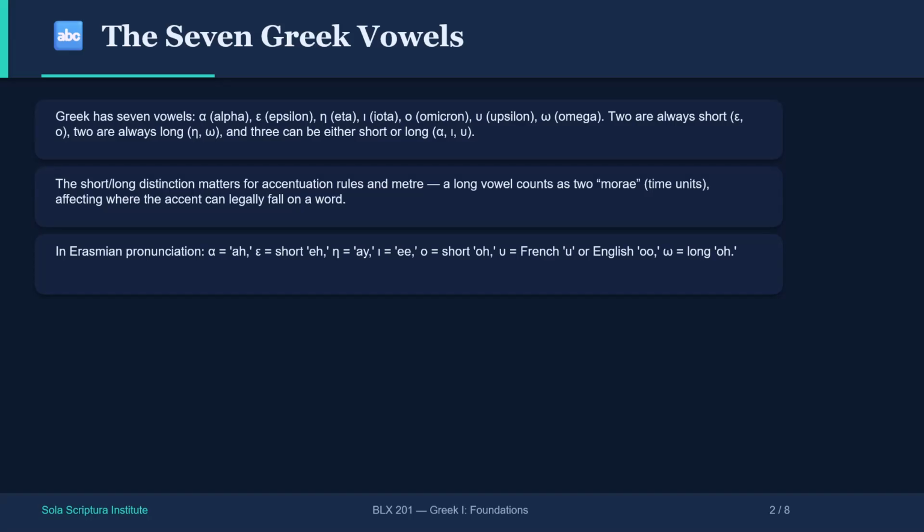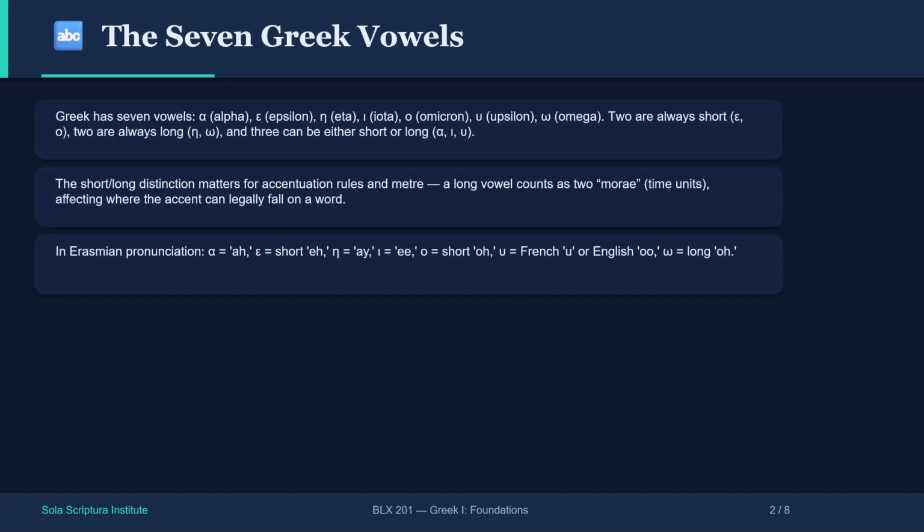Now, the short-long distinction matters for accentuation rules and meter. A long vowel counts as 2 morae, I could say 2 time units, right? Affecting where the accent can legally fall on a word.